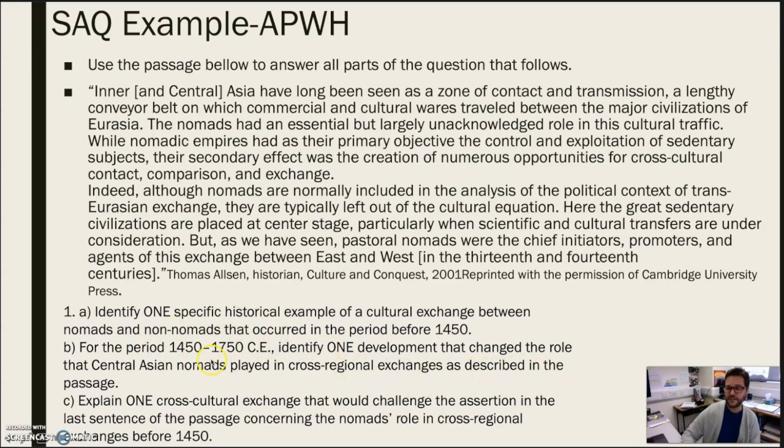Again, we have a change of date. So really, we have the age of exploration during this time right here. So you want to keep that in mind. Keep having those dates figured out, like what were big events that were going on during this time. Pre-1450, we know the Mongols were the ruling empire until the mid-1300s. Explain one cross-cultural exchange that would challenge the assertion in the last sentence of the passage concerning the nomad's role in cross-regional exchange before 1450.